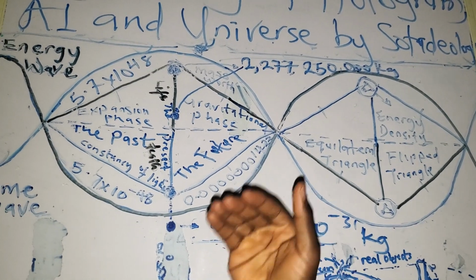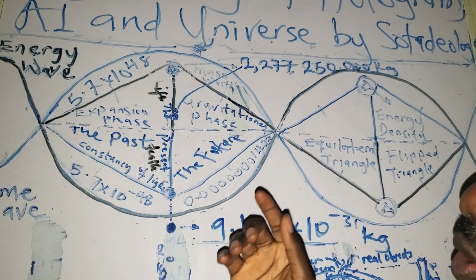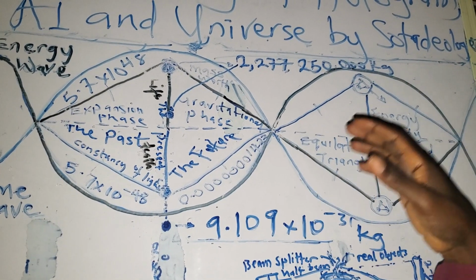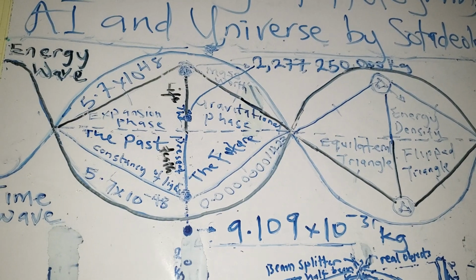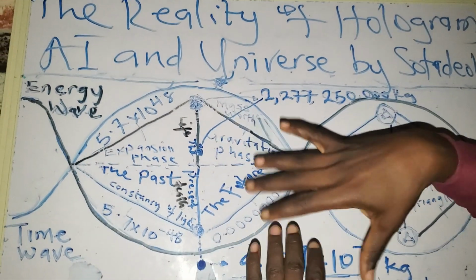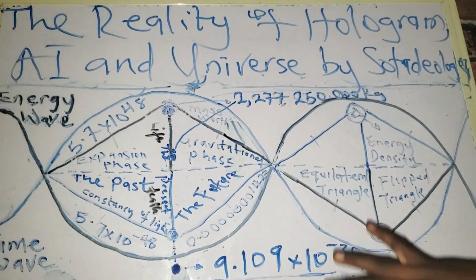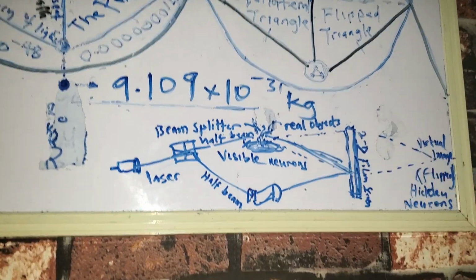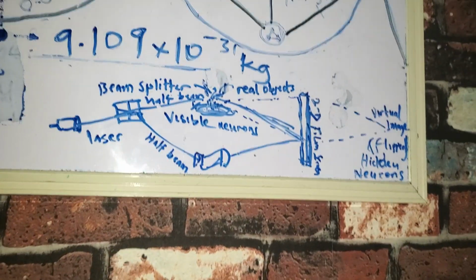So I want to use this with AI learning system and hologram. So now before I use this time energy wave model to explain what hologram and AI is, basically let me briefly give us the setup of hologram.